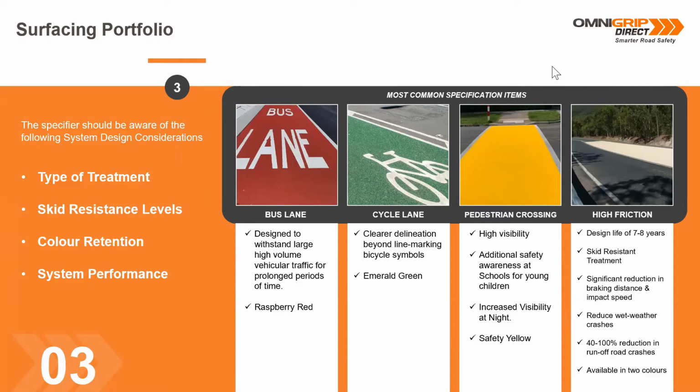Is it a cycle lane? Is it a crossover? Is it a bus lane? Is it a pedestrian crossing? And what is the corresponding substrate that application relates to? Very, very important. The second thing is the skid resistance levels.